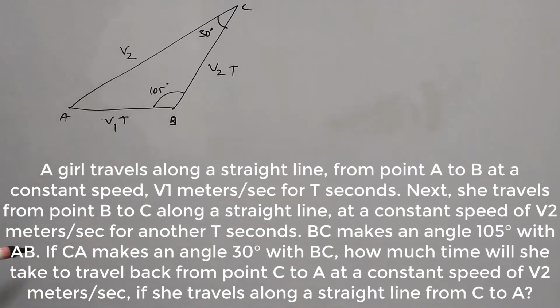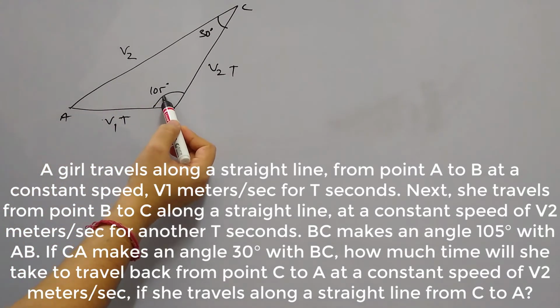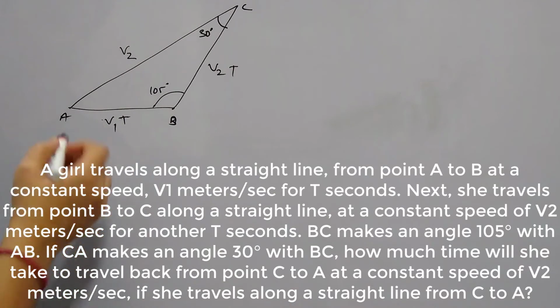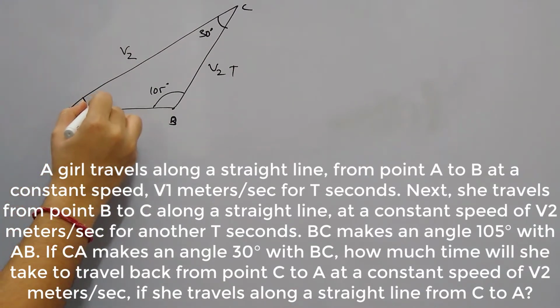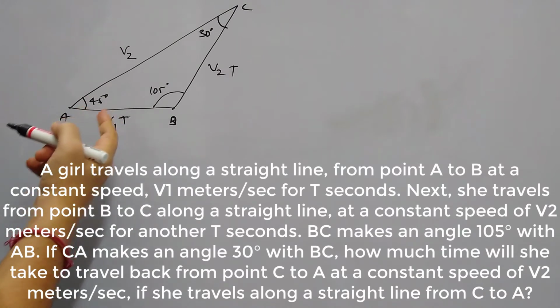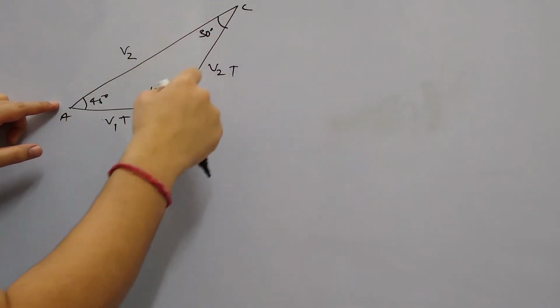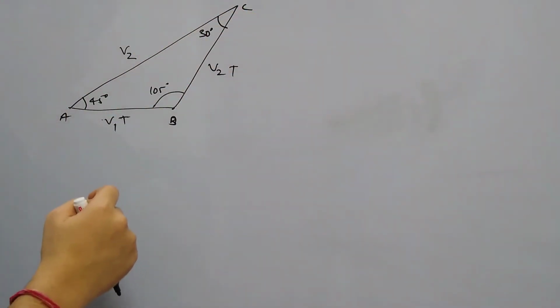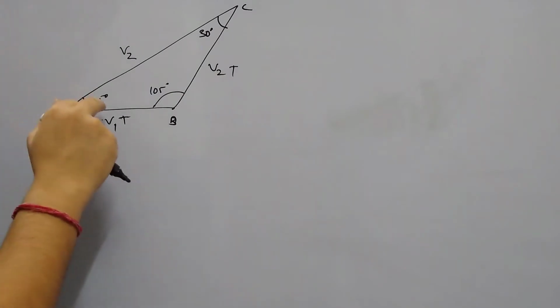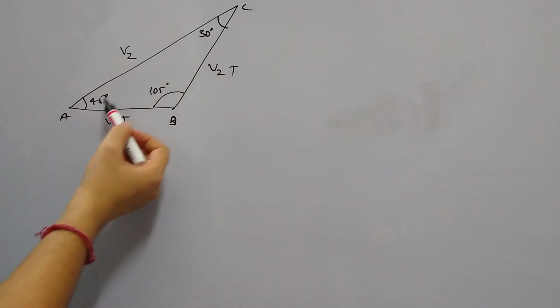See, if this is 105 and this is 30, then this angle would be 45 degrees, right? Because the sum of the angles of a triangle is 180 degrees, so this should be 45 degrees. And if it is 45 degrees, we need to get the distance of AC, right? And the distance of AC can be obtained if we have two familiar angles, 30 degrees and 45 degrees.